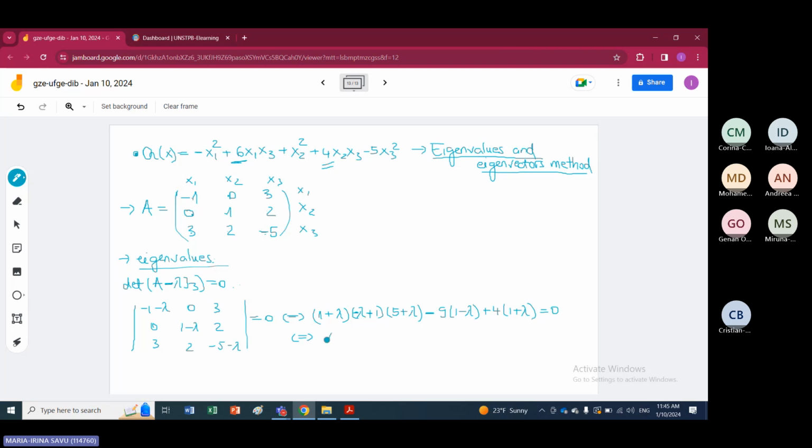Don't make the computations here for the moment, because it might have something as a common factor. So you have minus 9 plus 9 lambda plus 4 lambda. Well, you don't have a common factor. So you have to make the computations here, and you get 1 minus lambda squared times 5 plus lambda.